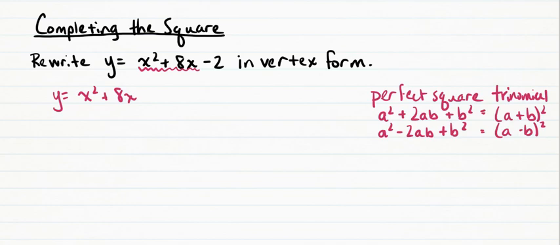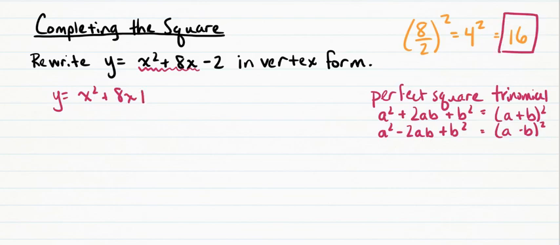So we take the 8 and we divide the 8 by 2 and then square it. So we're looking at the coefficient of the x term. So the coefficient of the x term is 8. We take 8, divide by 2, and square it. That gives us 4 squared, which is 16. So this number of 16 here, we are going to add 16. And adding 16 makes this now a perfect square trinomial. And we will be able to factor it in the form a plus b all squared.